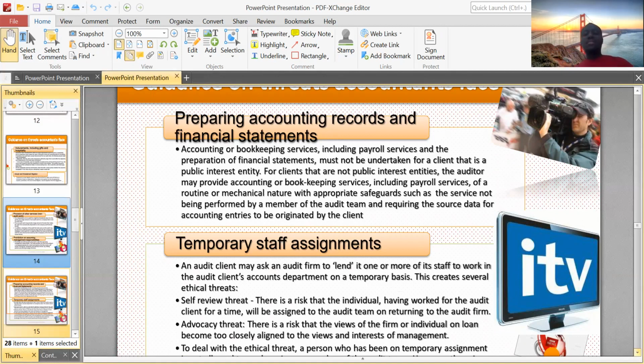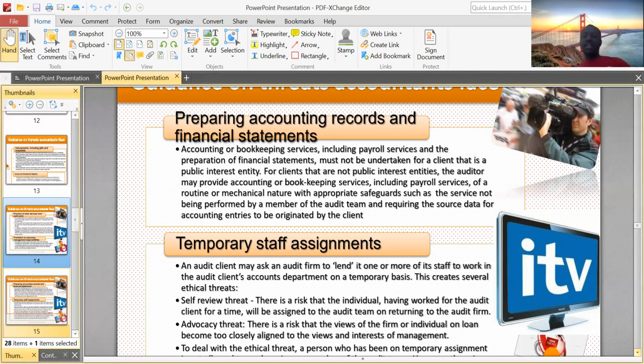For clients that are not public interest entities, the auditor may provide accounting or bookkeeping services, but you must do so with appropriate safeguards in place. And what are some of these appropriate safeguards? The service must not be performed by a member of the audit team. So you must get another person to perform such services, just to ensure that the independence of the members is maintained. So accounting or bookkeeping service must not be undertaken for a client that is a public interest entity, but for clients that are not public interest entities, the auditor may provide accounting or bookkeeping services.